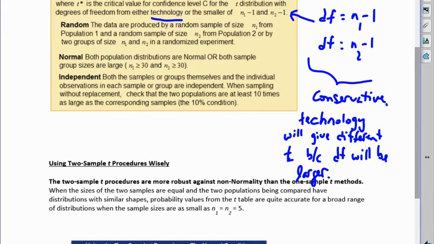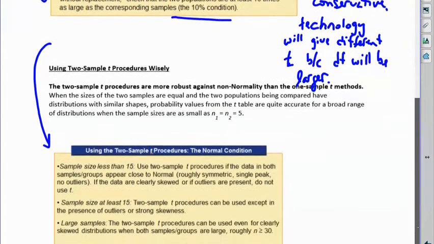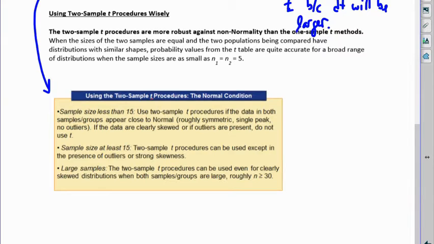Okay, so we need to be random. We need to be nearly normal. We can meet CLT, or we can show that it's normal, or we can use the process down here. Okay, independent. That has to be for each group, meeting that 10% condition. Okay, so this says that the t procedures are more robust, even at very small sample sizes.